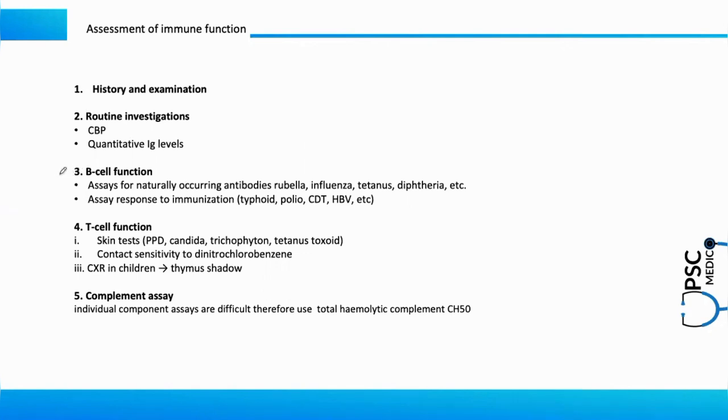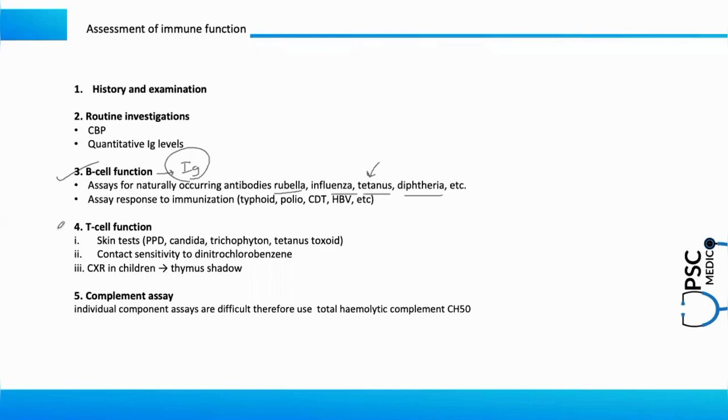And you can also assess the B cell function. B cells help in production of immunoglobulins. So if you look at the naturally occurring antibodies against rubella, influenza, tetanus, diphtheria, you measure them. If there is a natural antibody protection, then the B cell function is normal. And you can also assess B cell function by assessing the response to immunization. We are giving polio, HBV, typhoid, and all those things. We are giving an inactivated or a killed antigen so that the body will produce antibodies. So antibody production is a function of B cells.